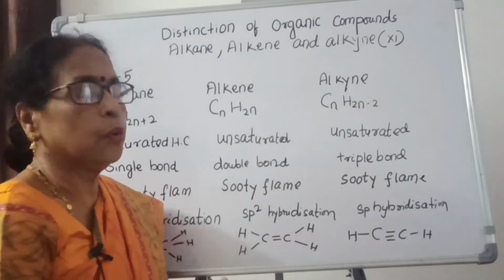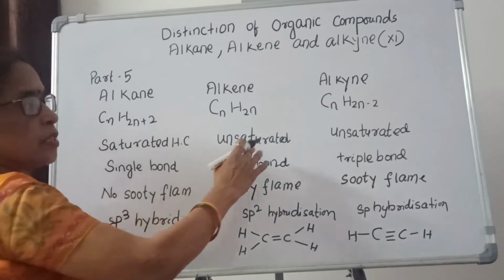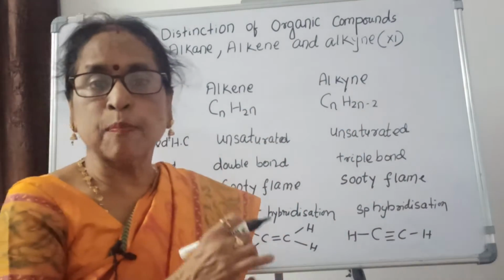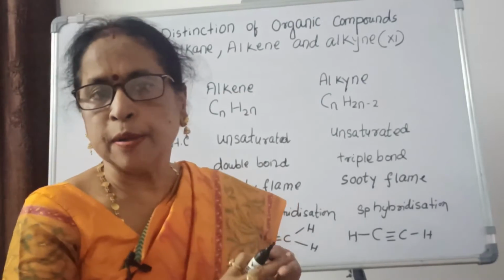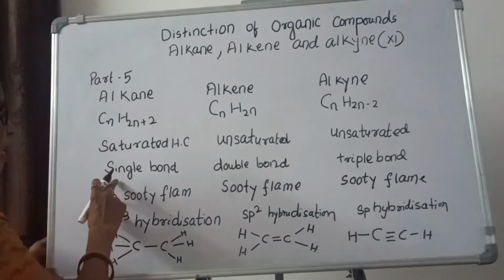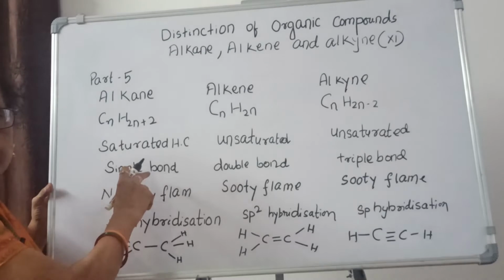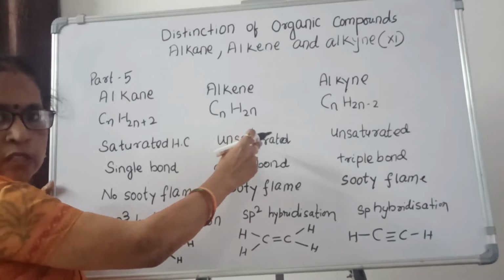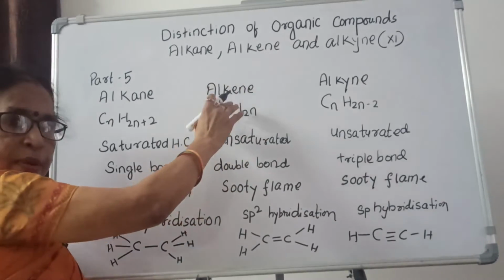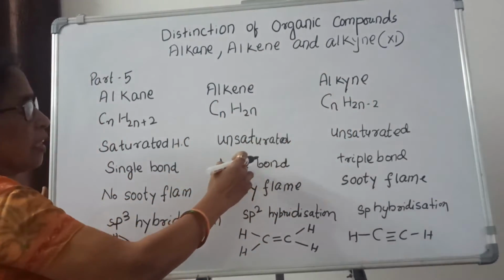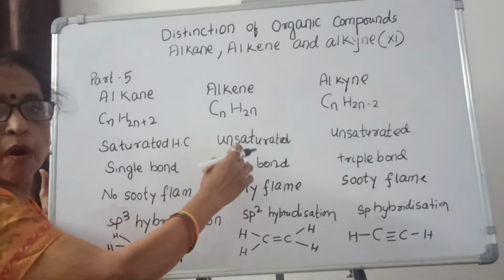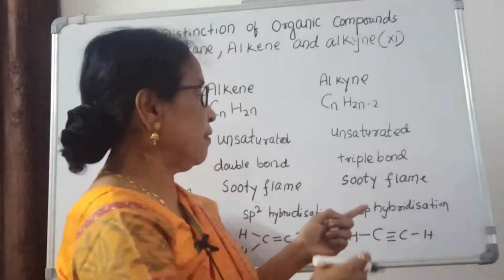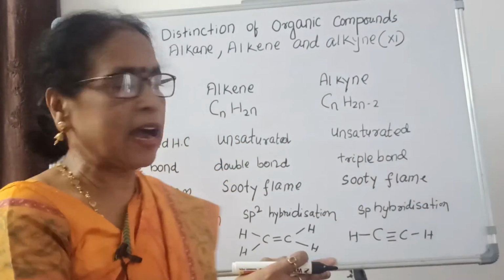Then how can you know which is saturated and which is unsaturated? This is indicated by the bonds, whether it is single, double or triple. If it is a single bond, then it is a saturated hydrocarbon, that means alkane. A double or triple bond means unsaturated, so it depends on the bond. If it is a double bond, then it is alkene. If it is a triple bond, then it is alkyne.